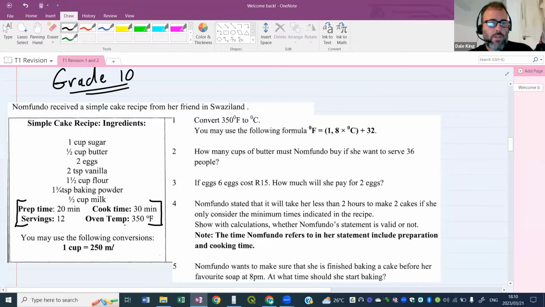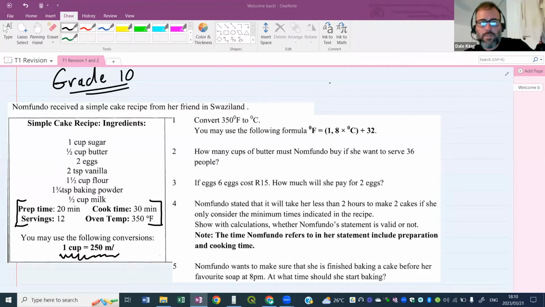And then we have an oven temperature, and we have a conversion that they've given us right at the bottom here. We can see we've got a cup to millilitre conversion. You don't have to know that, so that must be given to you in the exam. Okay, so basic cake recipe. Now, let's have a look at the questions.